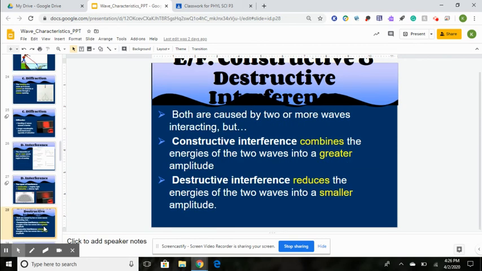Both are caused by waves interacting, but constructive interference combines two waves into a greater amplitude, whereas destructive interference reduces the energy of the two waves into a smaller amplitude. And sometimes, again, that can cause the waves to cancel each other out.